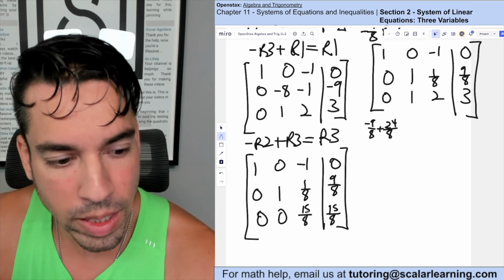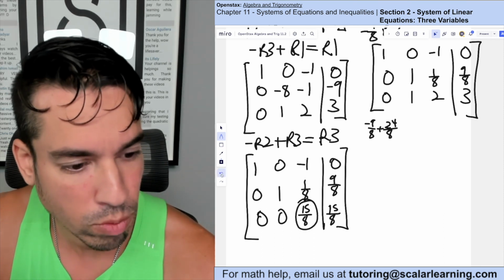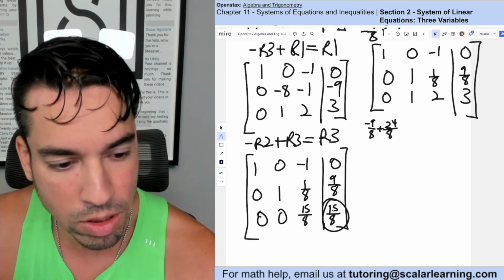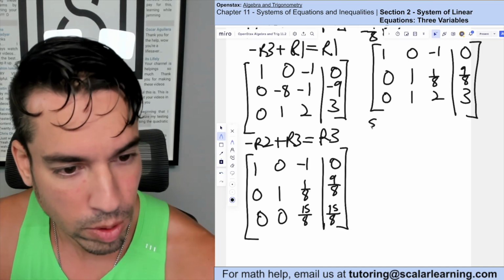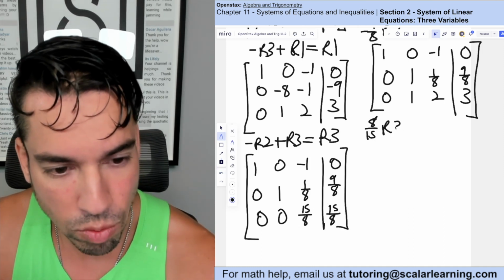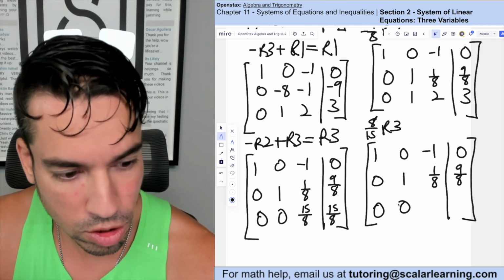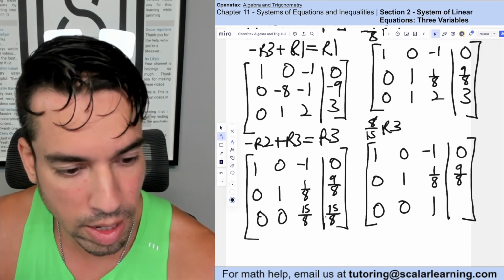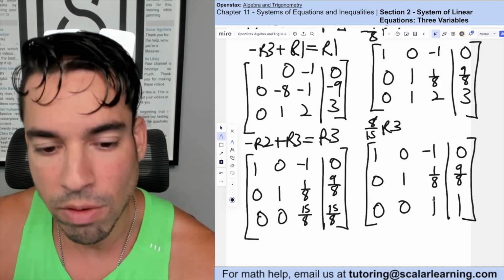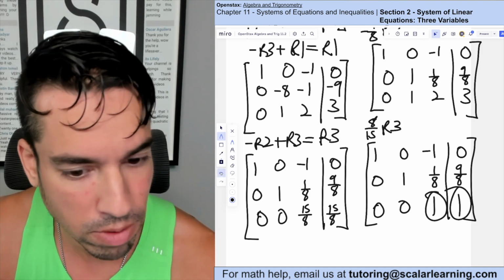Okay, well, look at this. We got a nice little opportunity here. I can multiply row 3 by the reciprocal of that. That happens to also be the reciprocal of that. So we're going to do 8/15 times row 3. Let's write it out. So we got 8/15 times 0 is 0, times 0 is 0, times the reciprocal is 1. And that one is also 1. So look at this. We got our first answer. Z is 1. Okay, very cool.